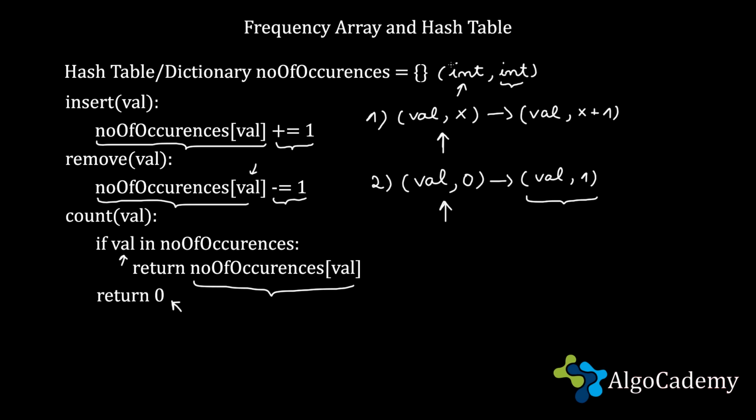And also accessing and modifying the pairs inside the hash table happens in constant time, right? So all of these three functions are going to be executed in constant time, and also just declaring the hash table or the dictionary at first, which is empty, is also constant time.